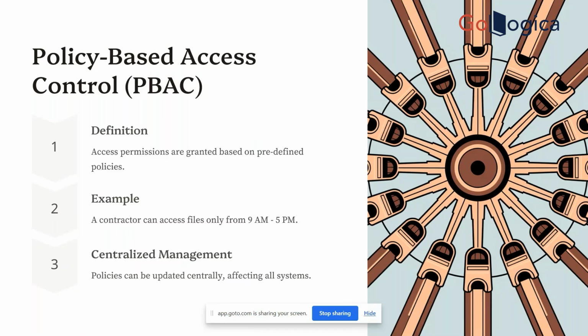Okay, so whatever the scenario I'm telling you, that is totally defined from the organization's perspective. This is how every organization sets things up in the IAM infrastructure area. One more thing is centralized management. If a policy can be updated centrally, it will affect all the systems. If I'm planning one of the policies to be applicable, it will affect all the systems.